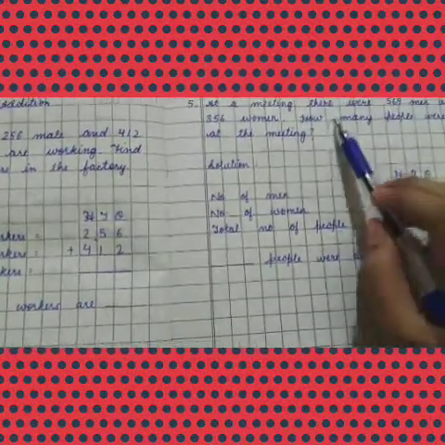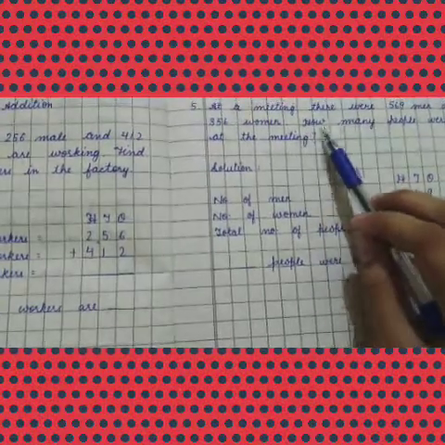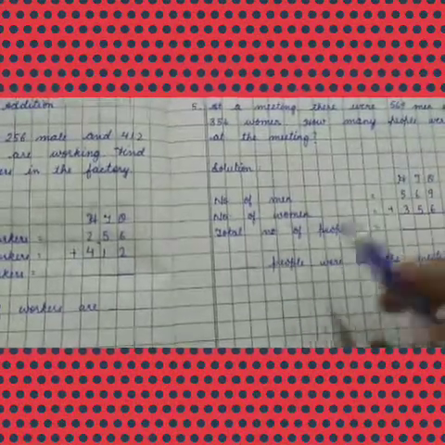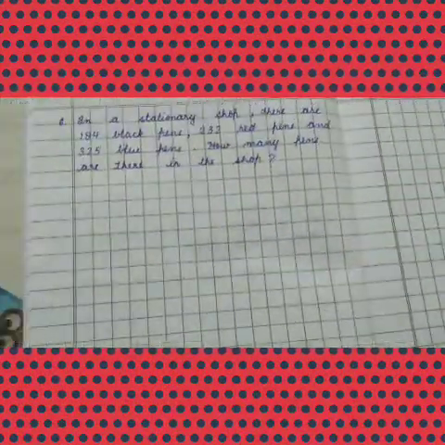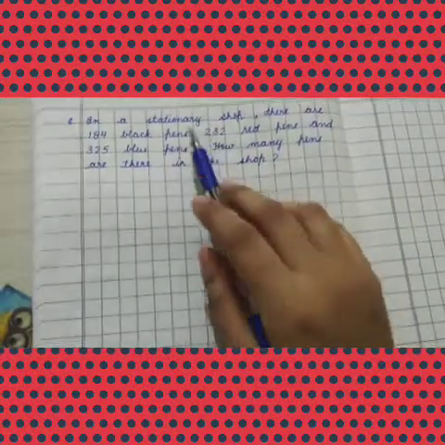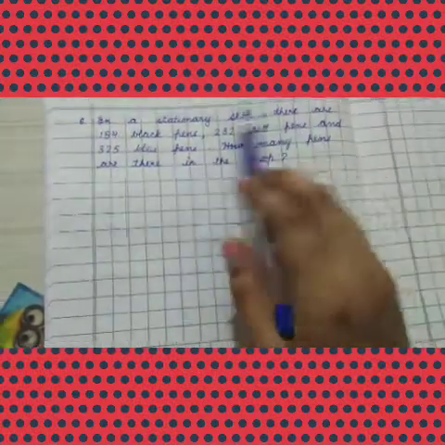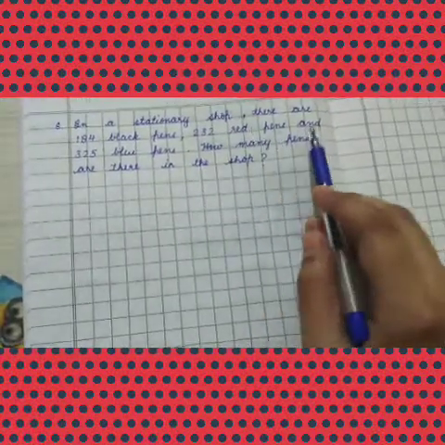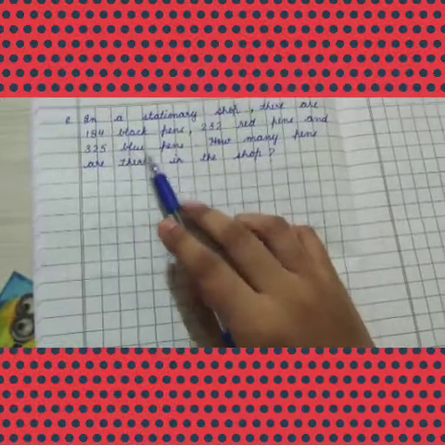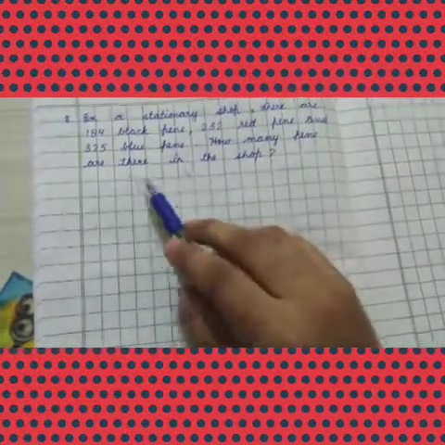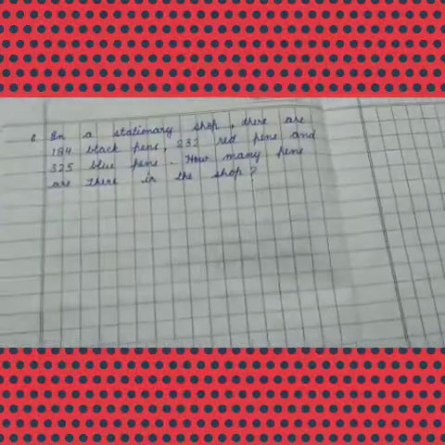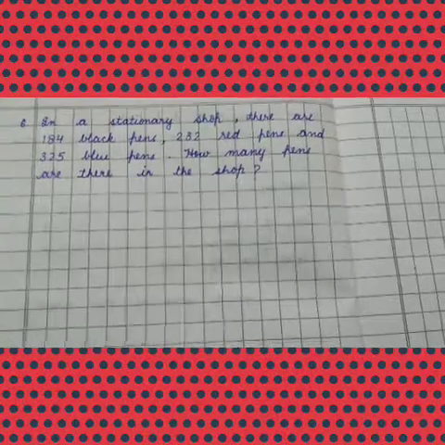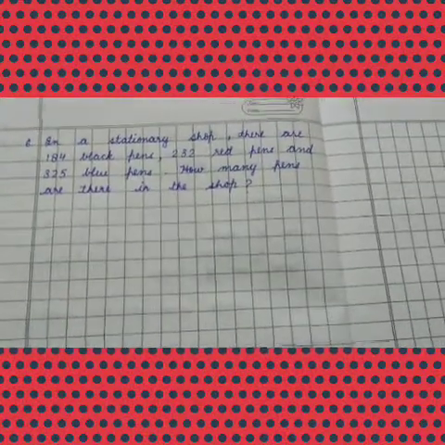Next question 6. In a stationery shop, there are 184 black pens, 232 red pens and 325 blue pens. How many pens are there in the shop? एक शॉप में, एक स्टेशनरी शॉप में 184 ब्लैक पेन्स हैं, 232 रेड पेन्स हैं एंड 325 ब्लू पेन्स हैं. आपको टोटल नंबर ऑफ पेन्स बताना है. अगेन व्हाट वी हैव टू डू? वी हैव टू डू एडिशन. To write down the statements and let's do the addition.